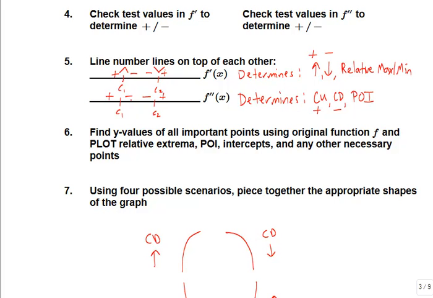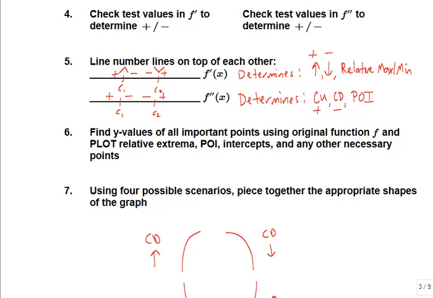If you see plus plus or minus minus, then it will not be a point of inflection. Now once you find all of these things, then you're going to need to find the y values of all the important points, like your maxes, your mins, and your points of inflection. And you can always find your y values by going back to the original function f and plugging in the x value. Then you're going to plot all of those.